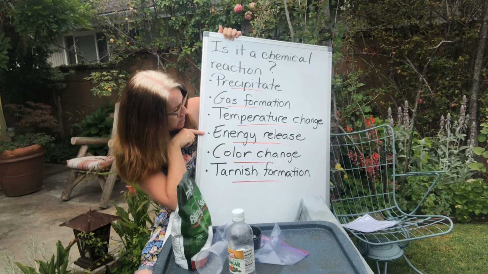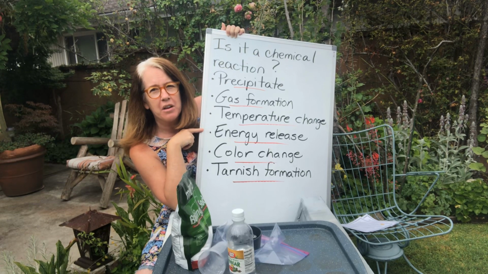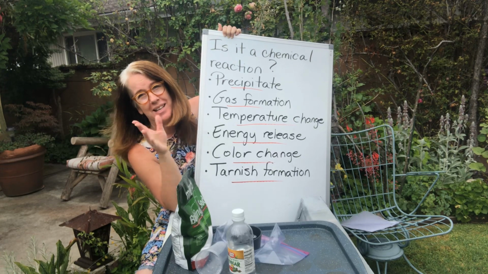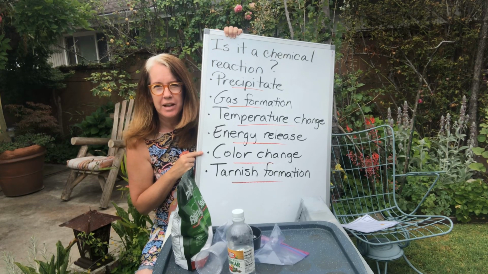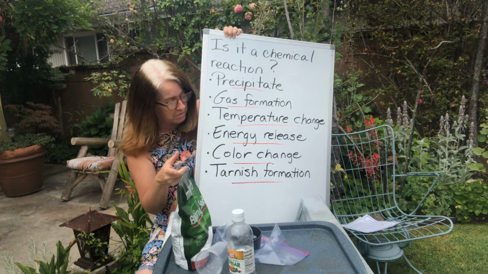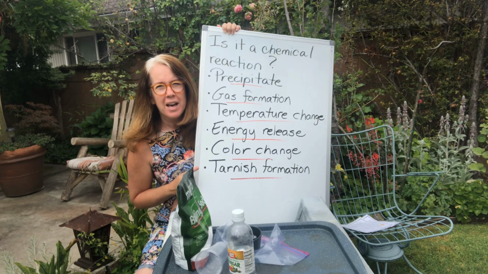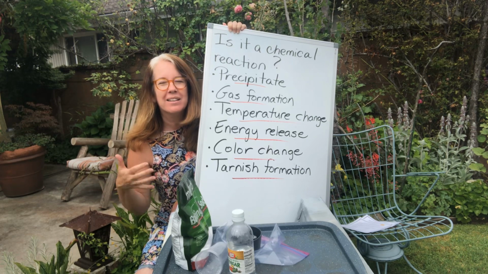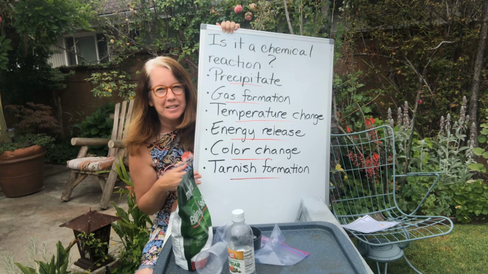Now, the next thing that we're going to be looking at also is energy release. Energy release typically comes in the form of heat or light being released. So think fireworks. That's a very typical example of that. Color change. Sometimes a chemical reaction will cause a change in color in the elements or substances that you're using in the reaction. And then finally, sometimes tarnish will form. We're not going to see this today. This is usually like if you're talking about rusty metal sitting out in the rain or something like that. So like silverware, if it's real silver, sometimes it'll darken and get a tarnish on it.